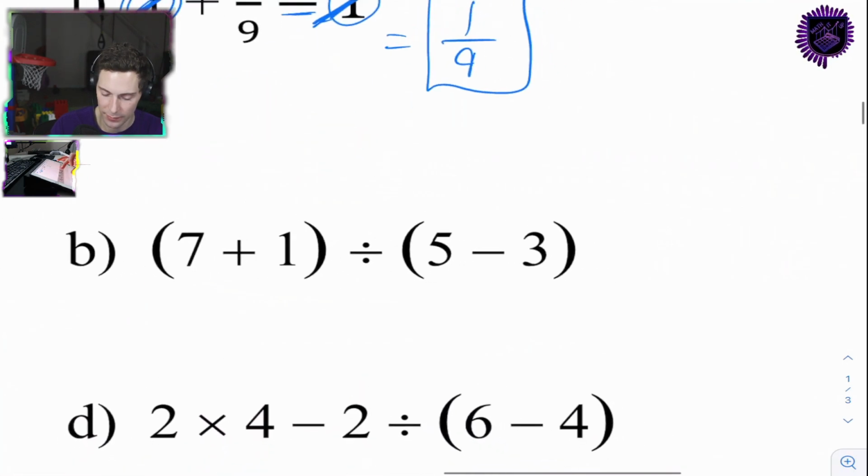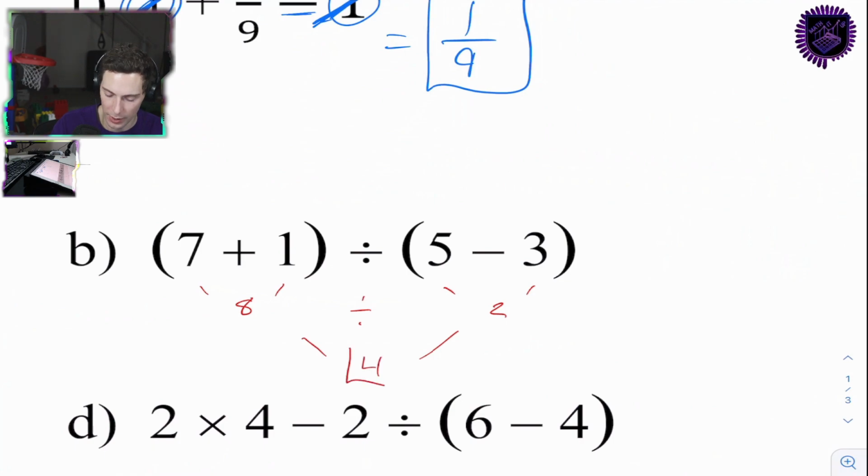B. Parentheses here, so this is going to be 2. And this is going to be 8. And then we can drop down our division sign. 8 divided by 2 is going to equal 4. And that's our answer, equal to 4.